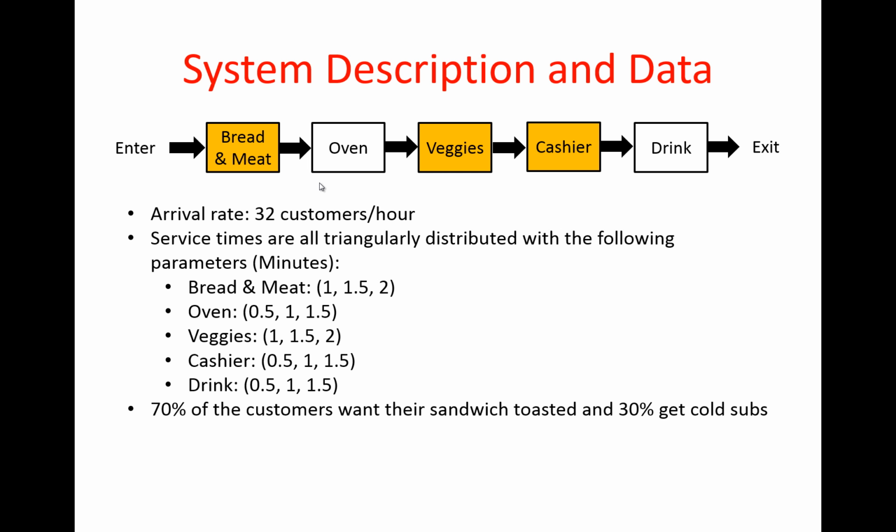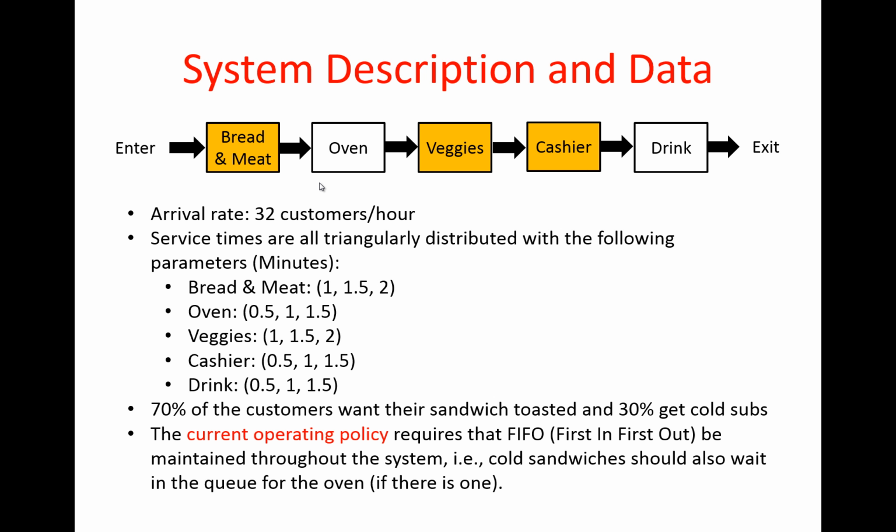The other thing is that not all of our customers want their sandwich toasted. So the data that we're given indicates that only 70% of the customers want their sandwich toasted and 30% get cold sandwiches. However, the current operating policy of this restaurant requires that we maintain first in, first out throughout the system. In other words, we do not allow customers who want cold sandwiches past the customers that are waiting for their sandwich to be toasted.